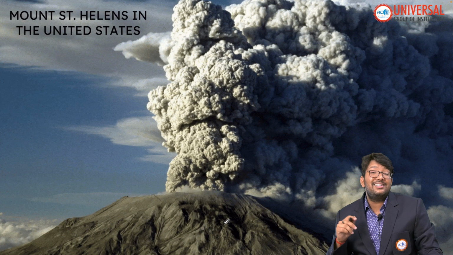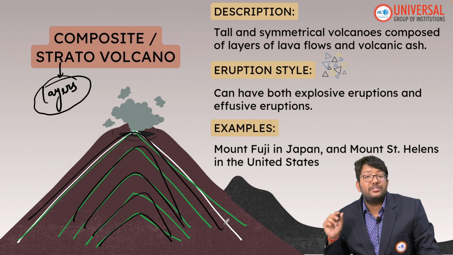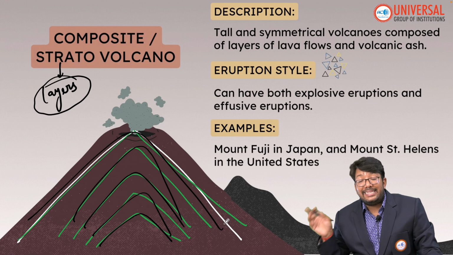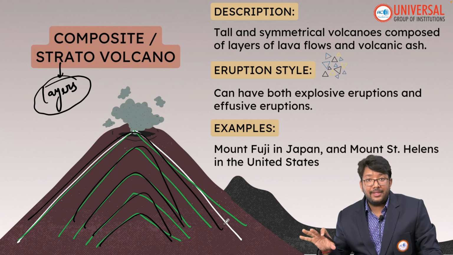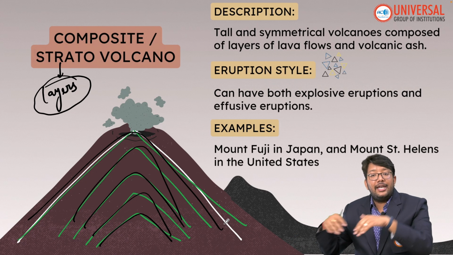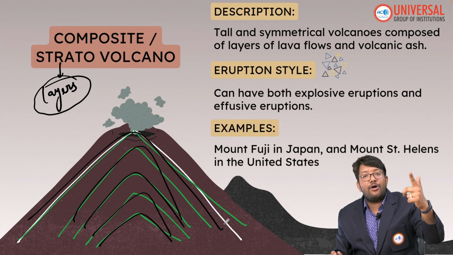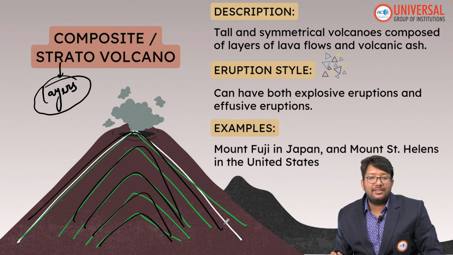Also, Mount St. Helens in the United States is also an example of what? Composite or stratovolcanoes. And these types of eruptions can be both explosive as well as effusive. Effusive means the lava is flowing, and explosive eruption means a lot of debris, ash clouds are forming, a lot of gases are going up in the sky.